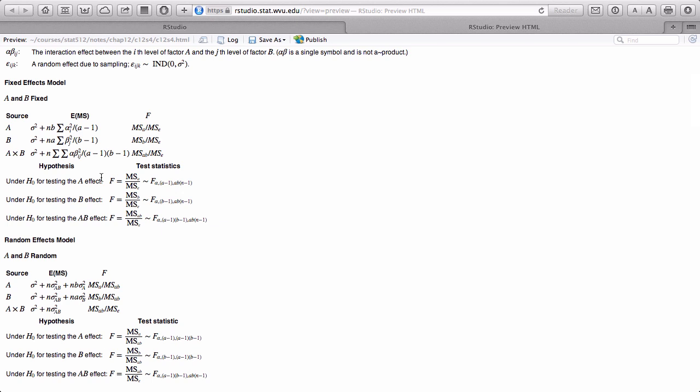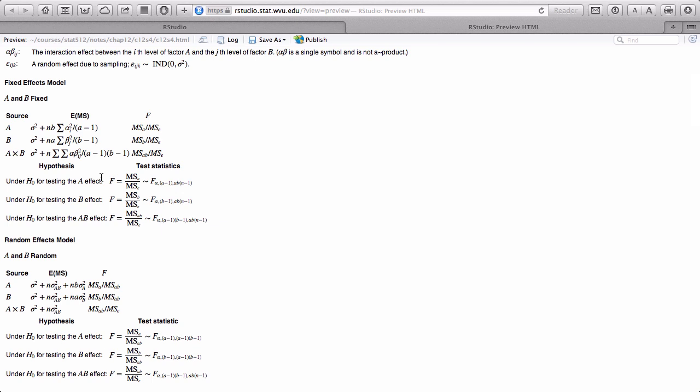The B effect, again, is n times a. Notice that the first one is n times b. I'm going to show you how to get these expected mean squares. We're going to have a rule that gets all of these when we get to the next section. N times a for the B effect times the quadratic in the betas. And then for the interaction, it's sigma squared plus n, and then there's a quadratic in the alpha betas. Now notice that the interaction term does not appear in either the A or the B.